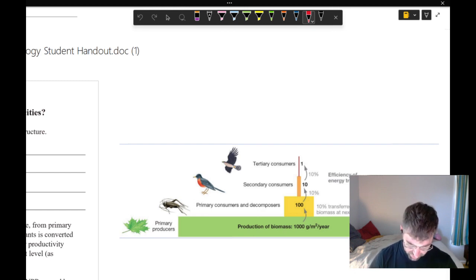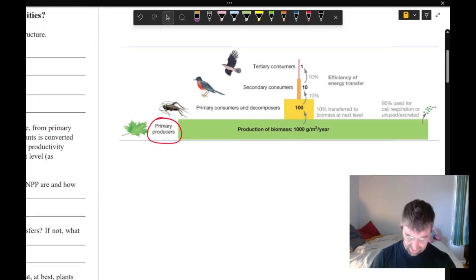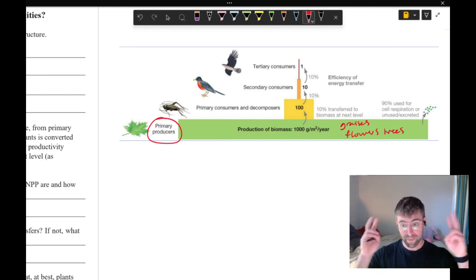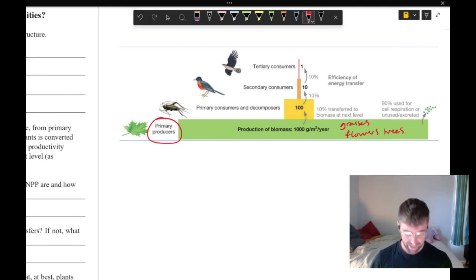So at your bottom, you're going to have your primary producers, and this is going to be basically your plants. So this is going to be all of your grasses and flowers and trees and any of the other primary producers, things that are using energy from the sun to create their own biomass. These are your primary producers.